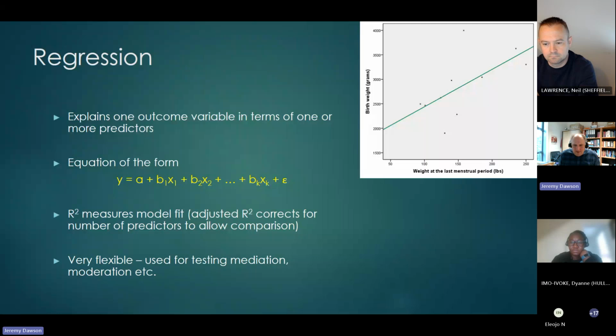And regression is especially useful to us because it's very flexible. It's used for testing not only basic models like this, but also things like mediation, where we're looking for an explanatory variable in the middle of two variables, moderation, where we expect some kind of interaction between variables, and so on. Regression is used for all these things.